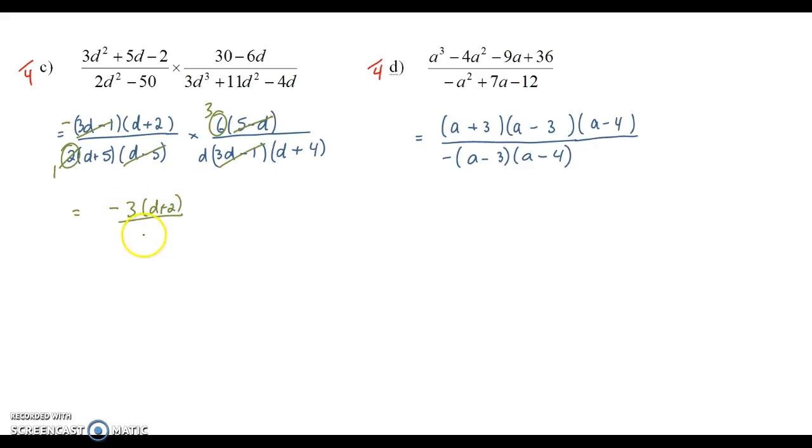And in the denominator, d plus 5, d plus 4. And don't forget that leading d right there to complete it.